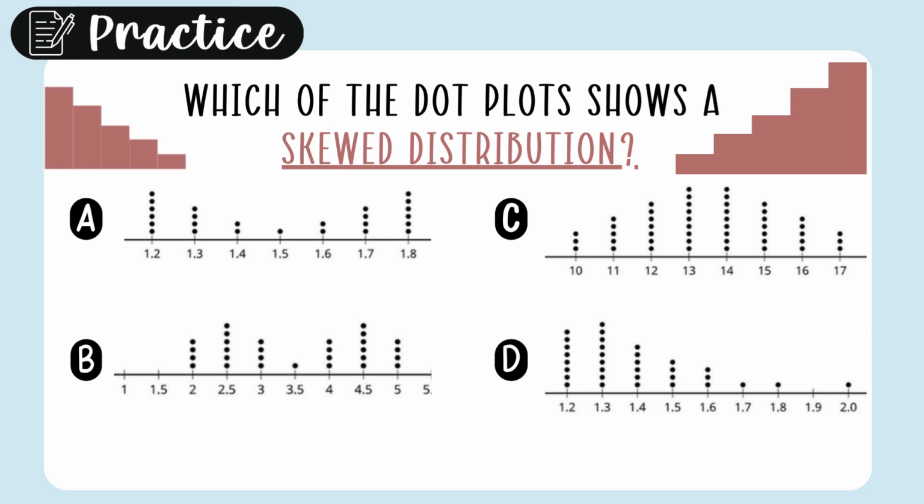Which of these dot plots shows a skewed distribution? Here are two examples of what skewed looks like, because it can be skewed left or skewed right. So of our choices A, B, C, and D, which one looks skewed? The only option that fits is D. We can see that it starts pretty high and then it starts to decrease until we get down to 1.8 and then it kind of drops off.